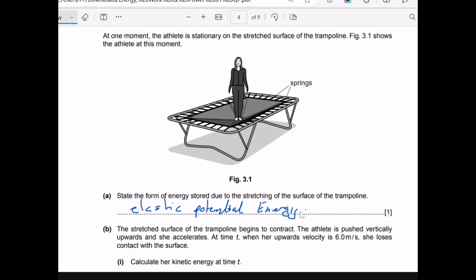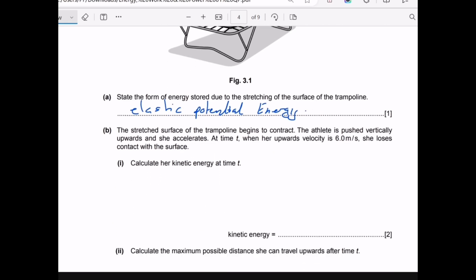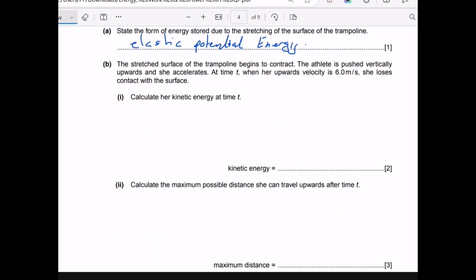Okay. Now, the stretched surface of the trampoline begins to contract. The athlete is pushed vertically upwards and she accelerates. At time t, when her upward velocity is 6 meters per second, she loses contact with the surface. Calculate the kinetic energy at that particular time. Okay, so this one is simple. Again, we know that kinetic energy, or Ek, is equal to half mv squared.